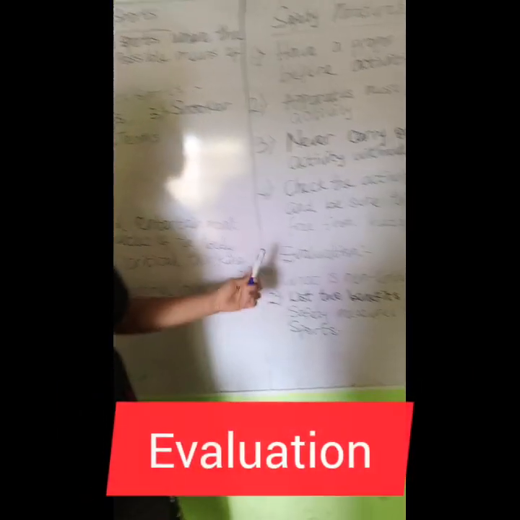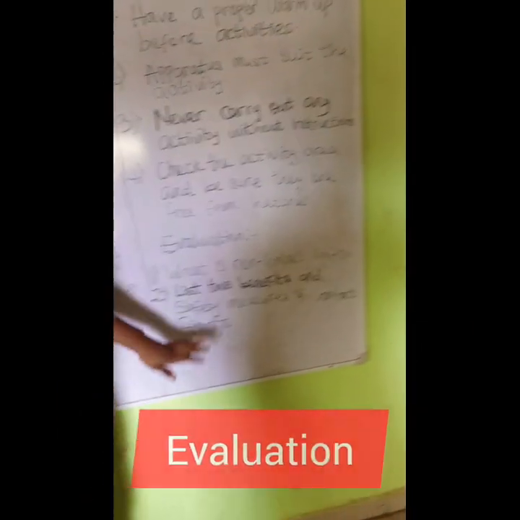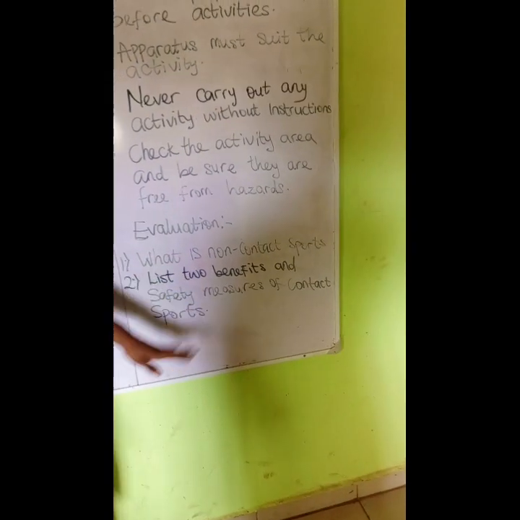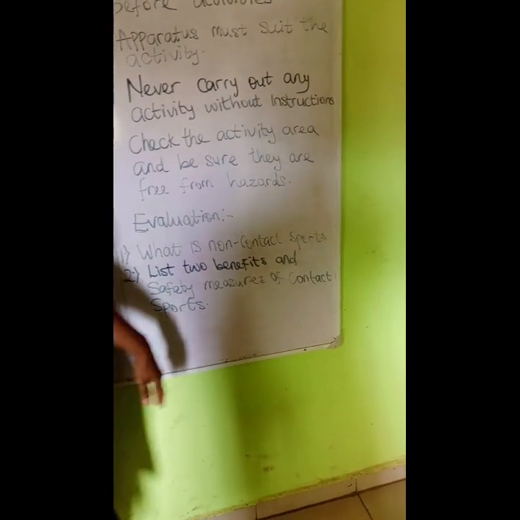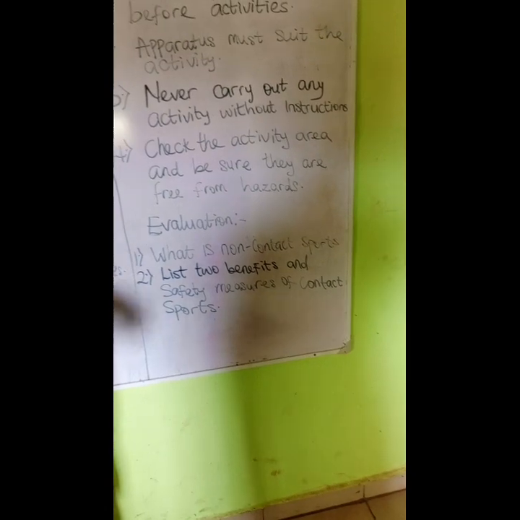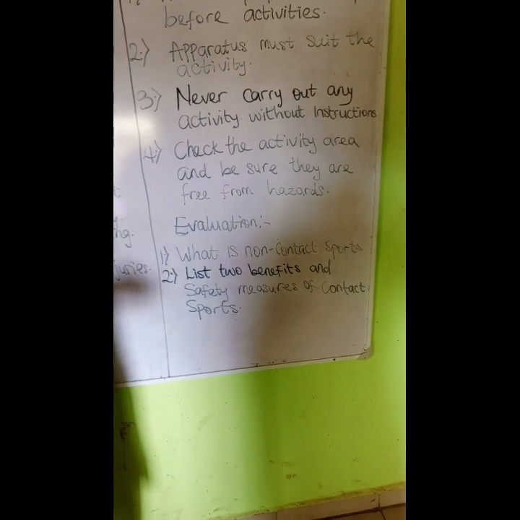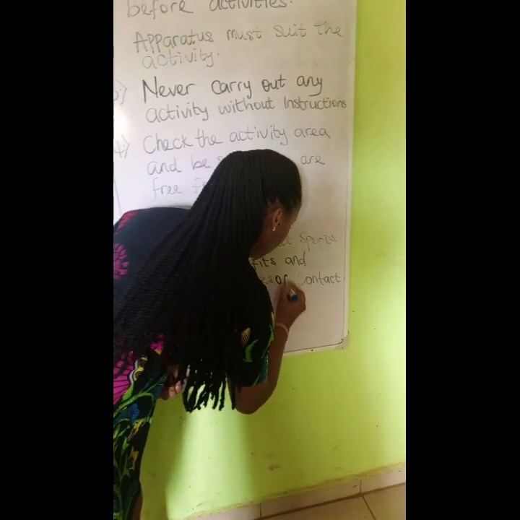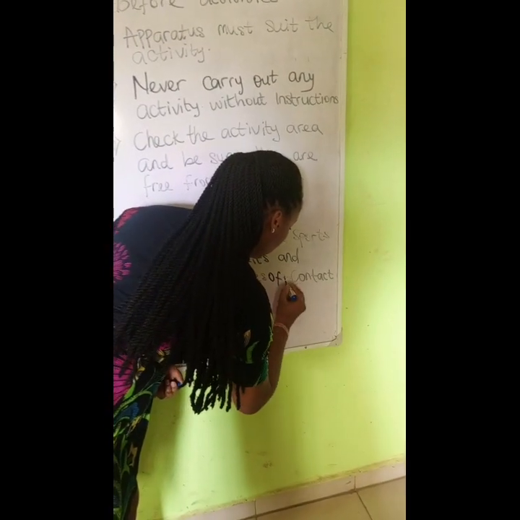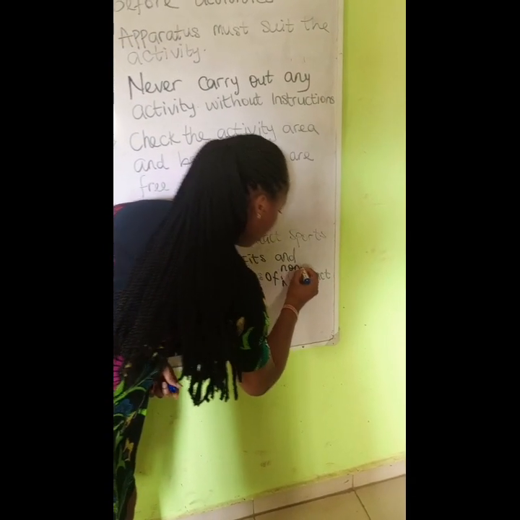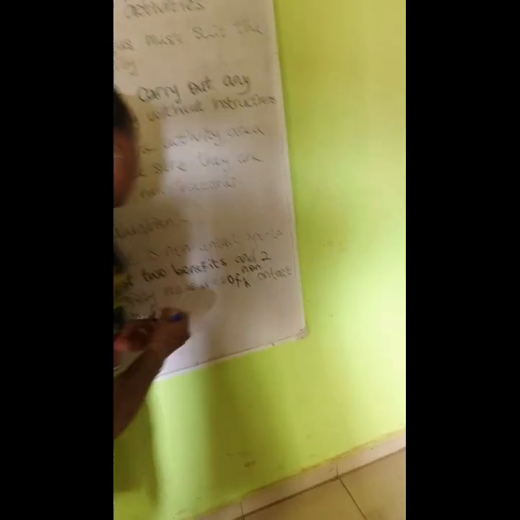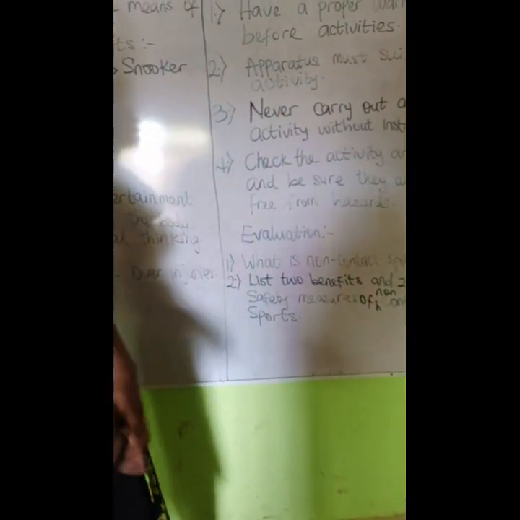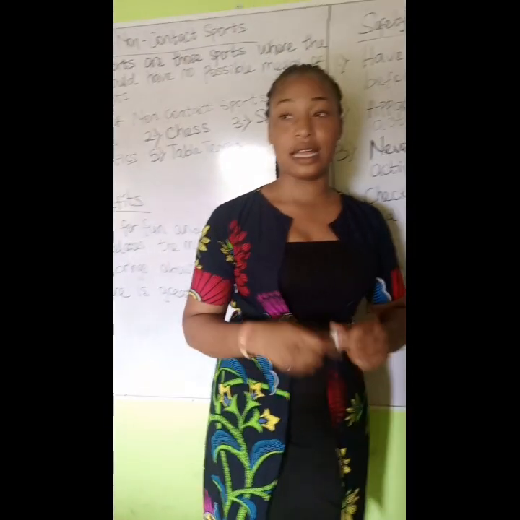Alright, here we have our evaluation. Number 1 says what is non-contact sports. Number 2 says list 2 benefits and 2 safety measures of non-contact sports. So you're giving me 2 benefits and 2 safety measures of non-contact sports. So this is your evaluation. Make sure you do it and submit it in our next class.